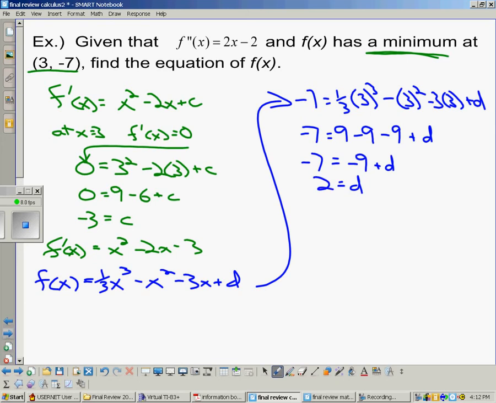Make sure you answer the question that's being asked. Find the equation of f at x. So substitute in that value. We get f at x is 1/3 x cubed minus x squared minus 3x plus 2.